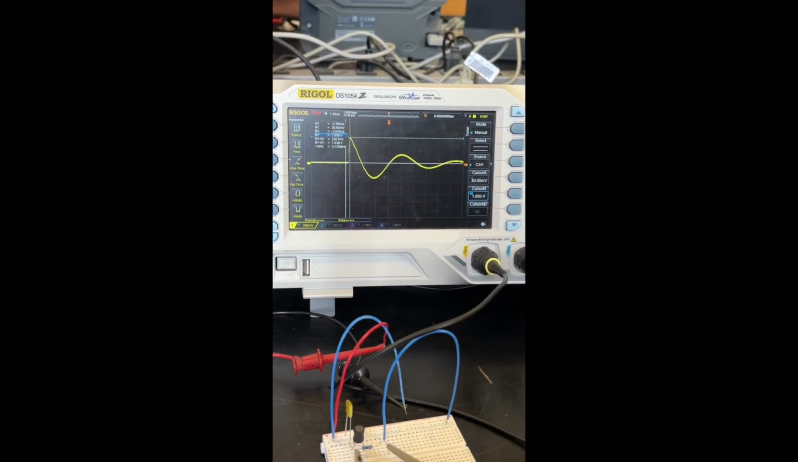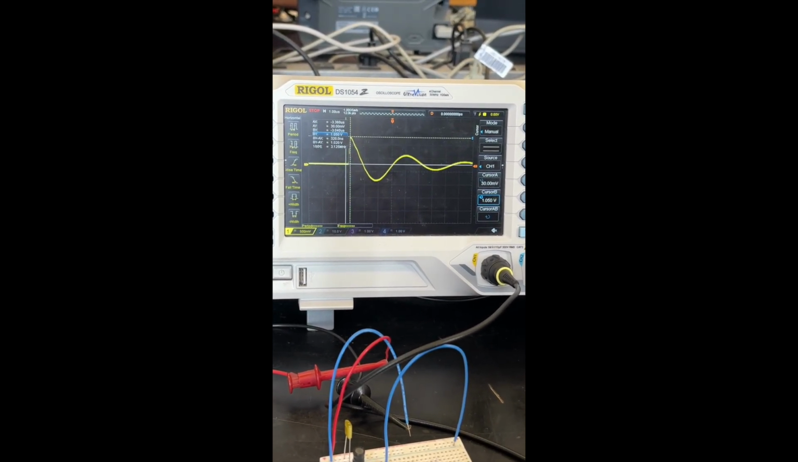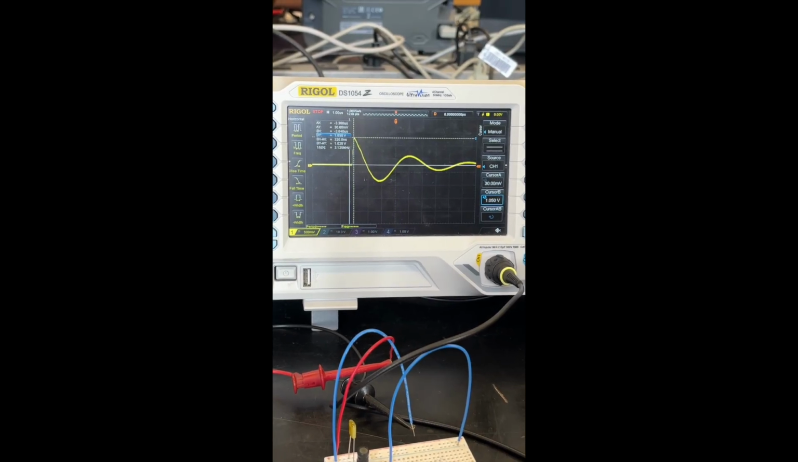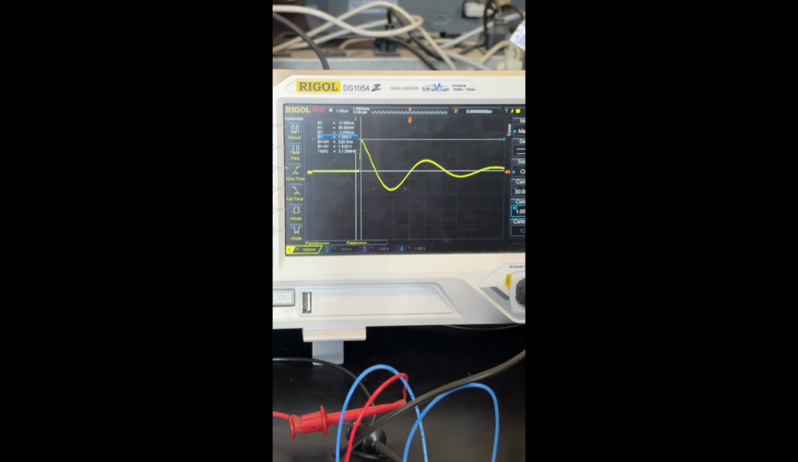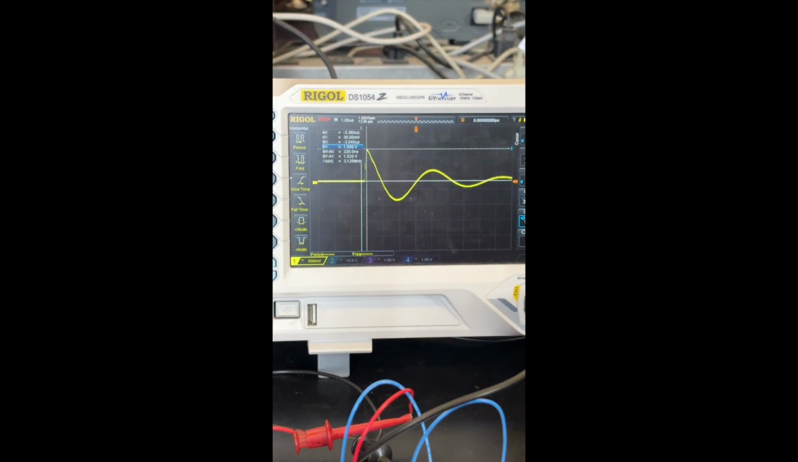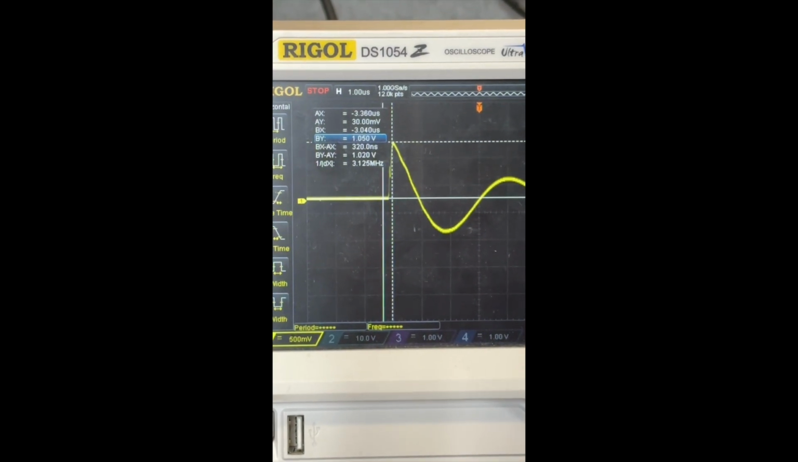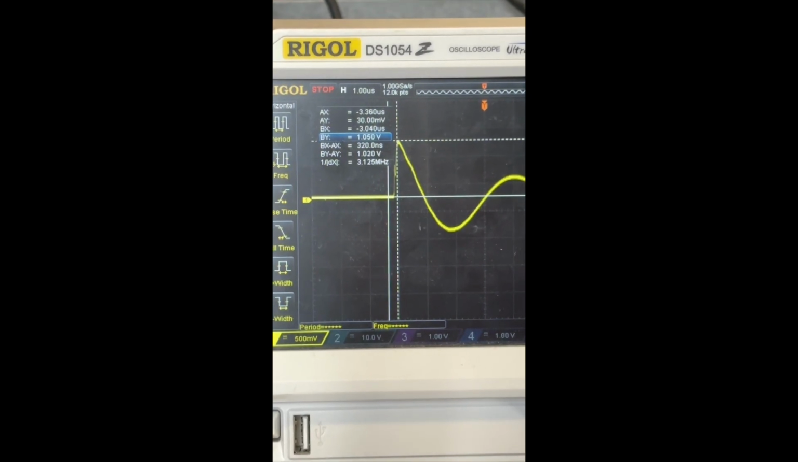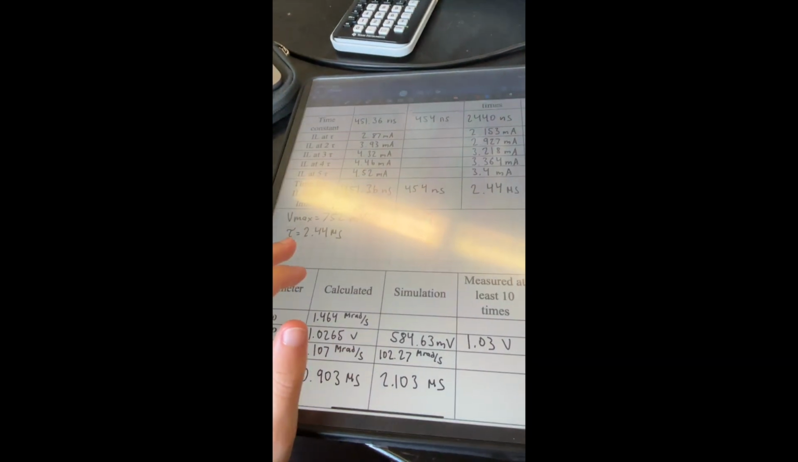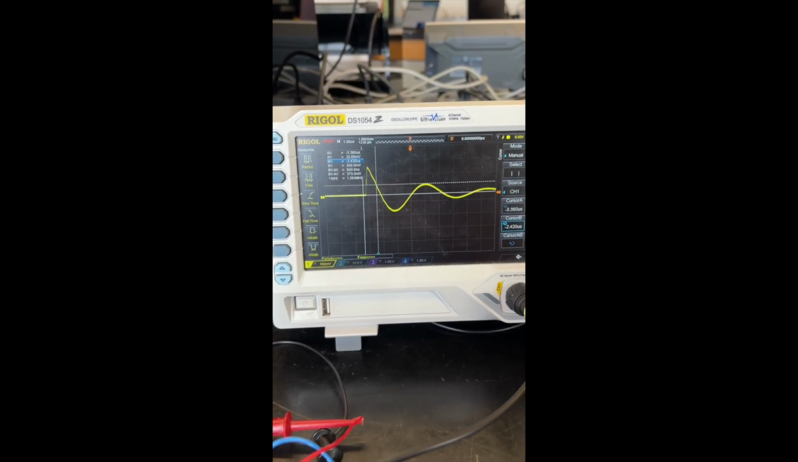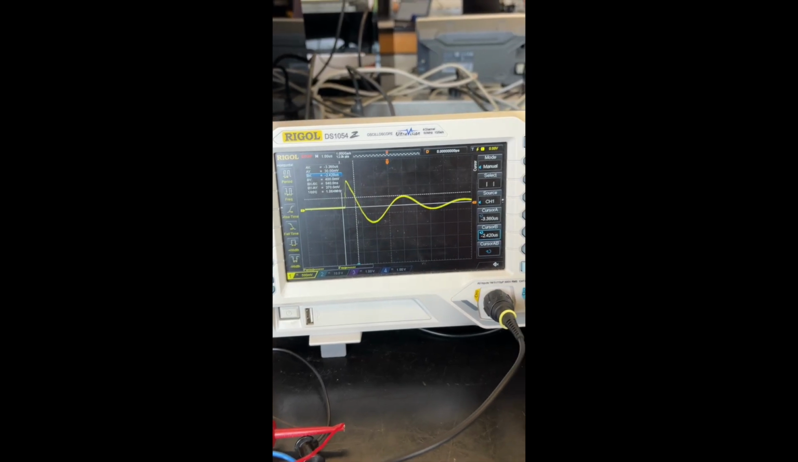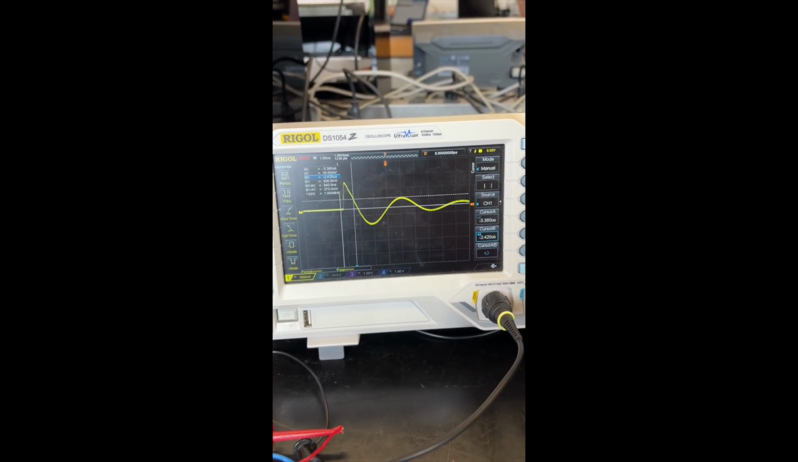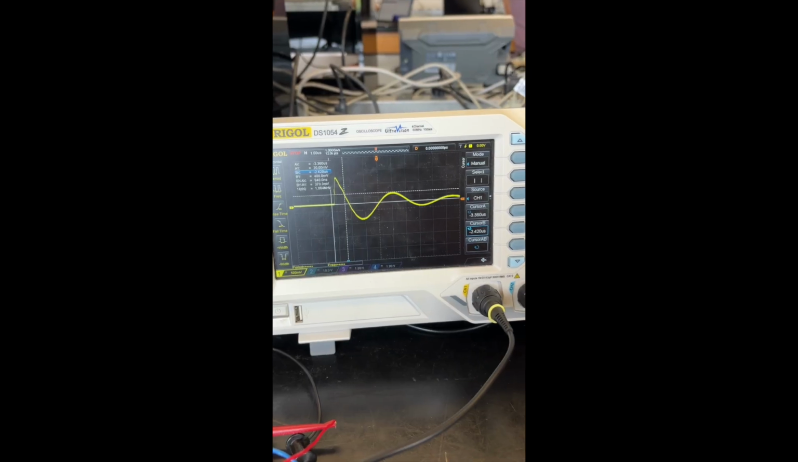Let me focus this. It's just the voltage oscillating as time moves on. And I've moved my secondary cursors, the two dotted cursors, to find my peak voltage right at the beginning. And my BY minus AY is 1.02 volts, which is pretty close to my calculated 1.0265 volts.